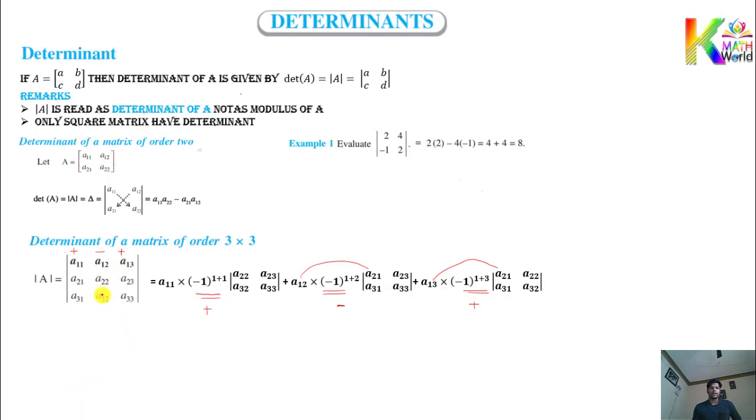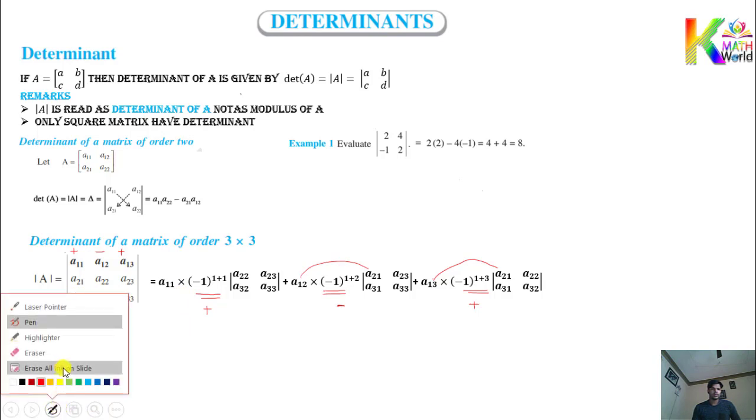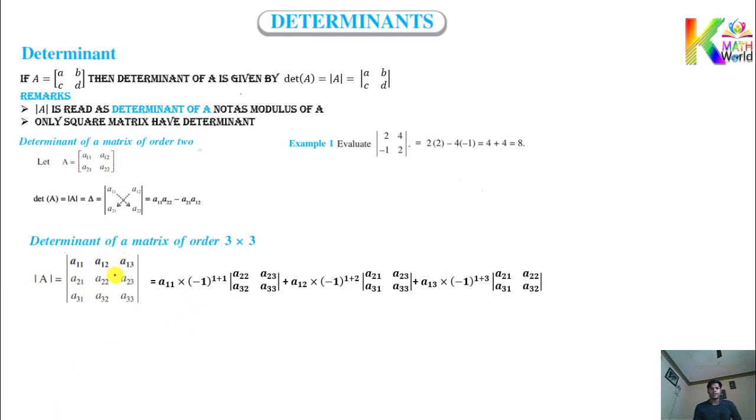Suppose you want to expand it using the second row. Then firstly decide what the elements in the second row are. So you have A21, then A22, then A23. A21 got multiplied by minus 1 raised to the sum of the suffix numbers, so 2 plus 1, that will be how much? 3. So minus 1 raised to 3. So you got minus A21. It means with A21 you got minus sign.